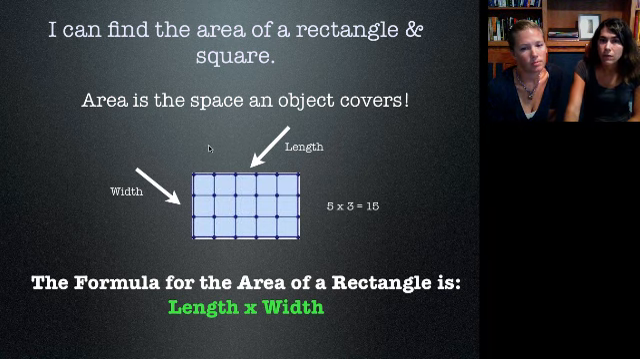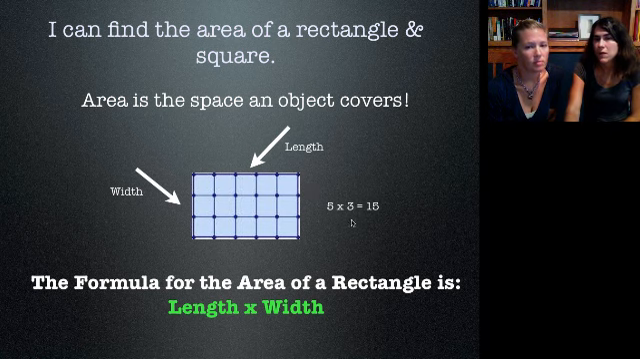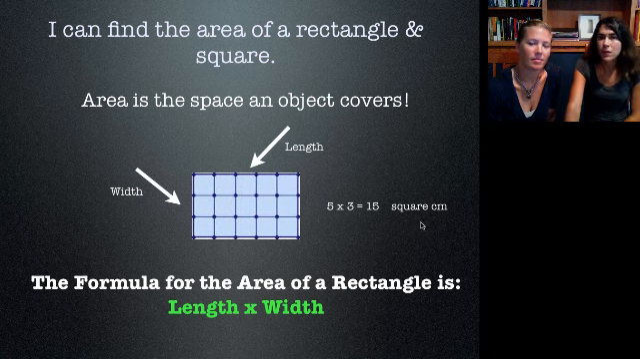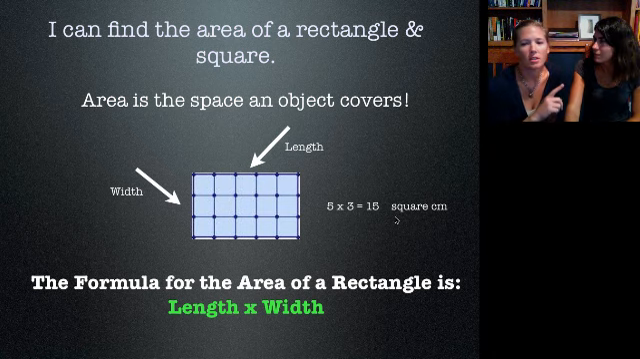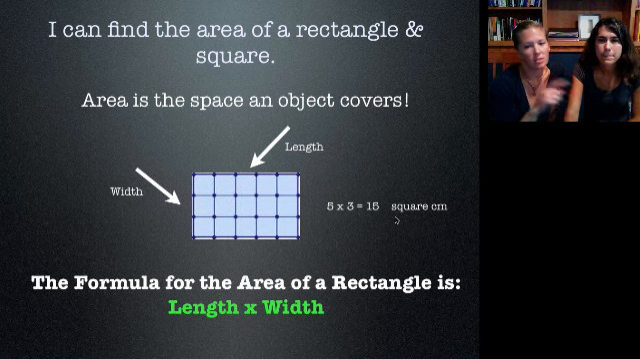So in this case, we have 5 centimeters of squares across here, and then 3 down. So 5 times 3 equals 15. Are we done? We're missing something, aren't we? We have square centimeters here. So now we are done. Hold on. When we did perimeter, it was just centimeters. It wasn't square centimeters. So why is that there?